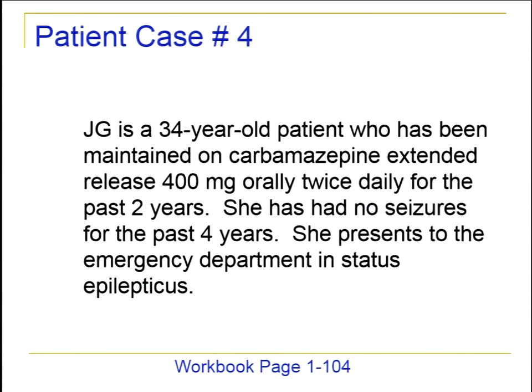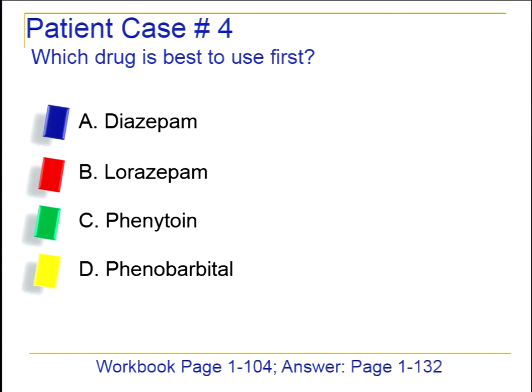Okay, now we're going to switch patients. JG is a 34-year-old who has been maintained on carbamazepine extended release 400 milligrams twice a day for the past 2 years. She's had no seizures for the past 4 years, but today she has status epilepticus. So, what do we want to do first? Diazepam, lorazepam, phenytoin, or phenobarbital?